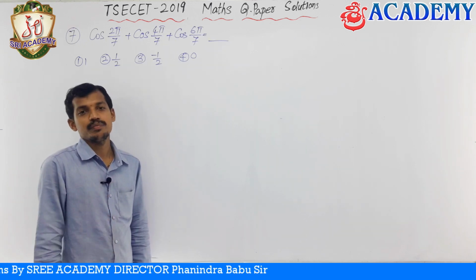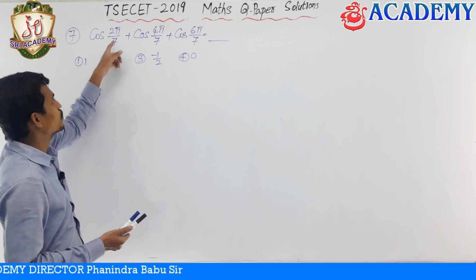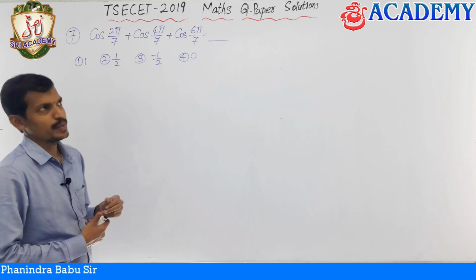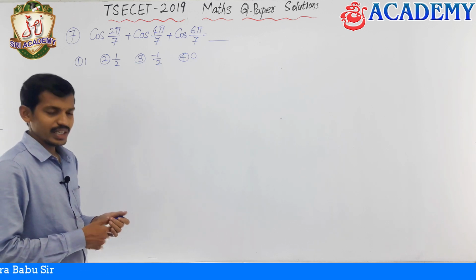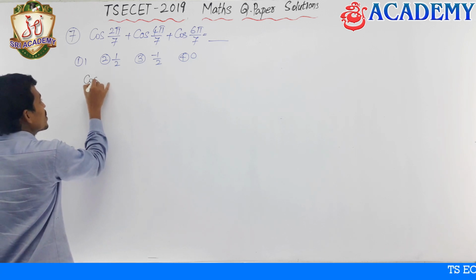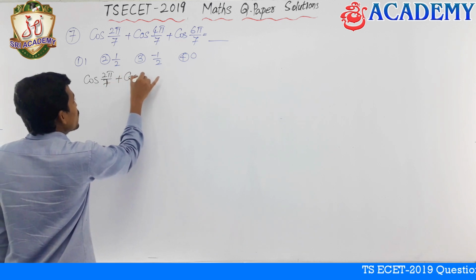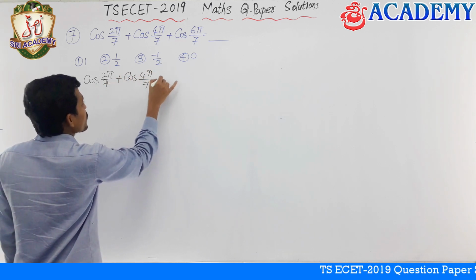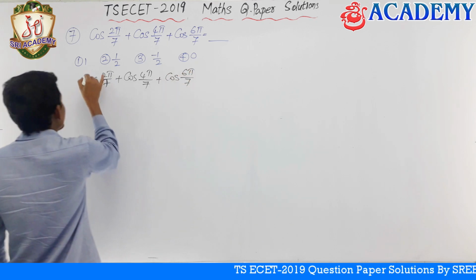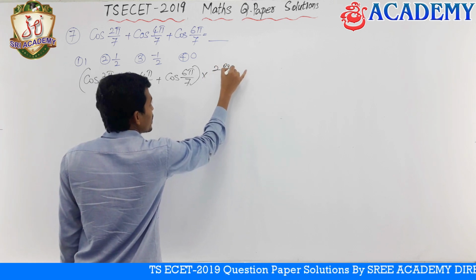Let's see this problem. This is a trigonometry problem. See here you have got cos 2 pi by 7 plus cos 4 pi by 7 plus cos 6 pi by 7. Pi is nothing but 180 degrees. Here, first of all I am checking the question: cos 2 pi by 7 plus cos 4 pi by 7 plus cos 6 pi by 7. I am multiplying this total function with 2 sin pi by 7.